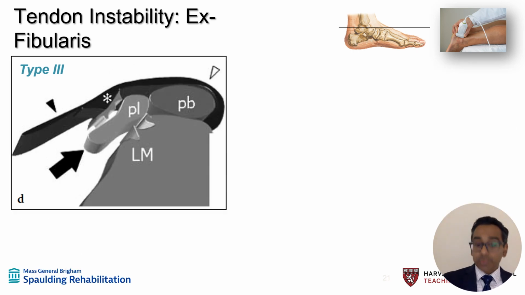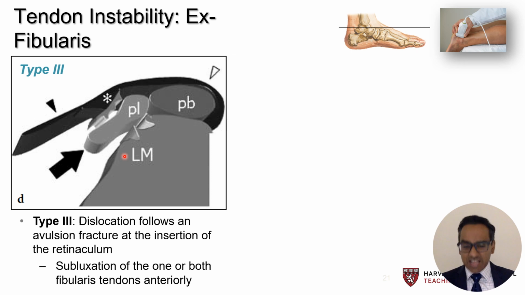A type 3 injury is when you have basically that same type 1 injury where you have a peeling or sometimes a full thickness injury, but the main difference here is that you actually take a little piece of bone with it. Notice that in this diagram here, this shows a little piece of bone that is avulsed off of the lateral malleolus, and that is classic for this tendon instability.